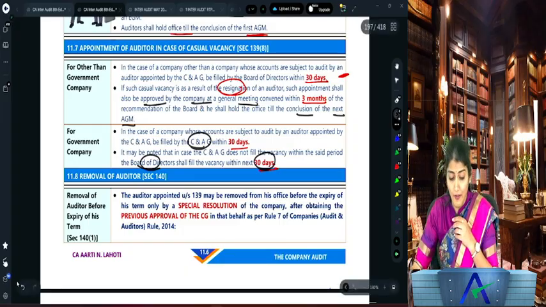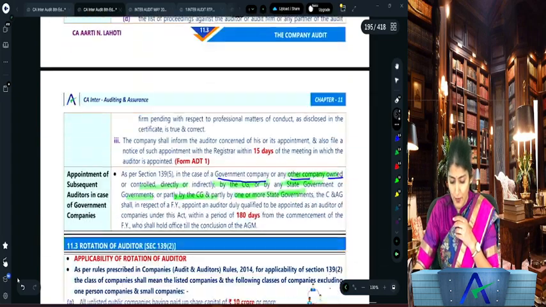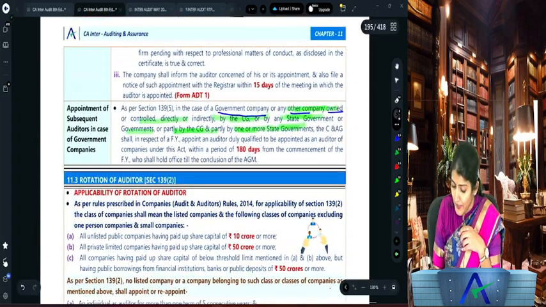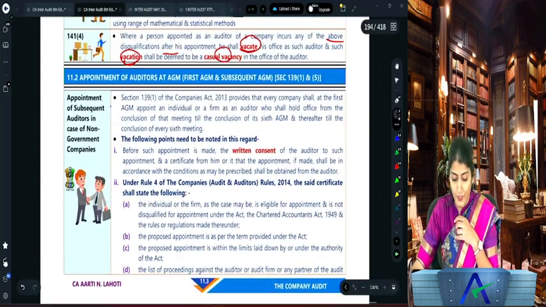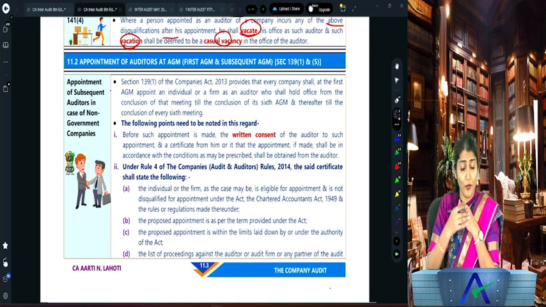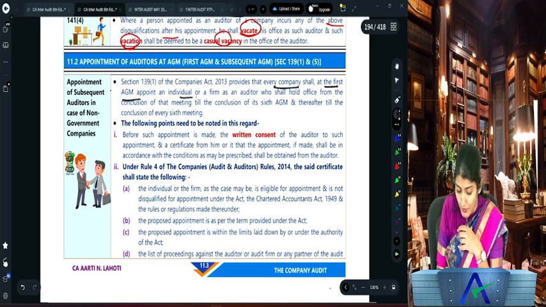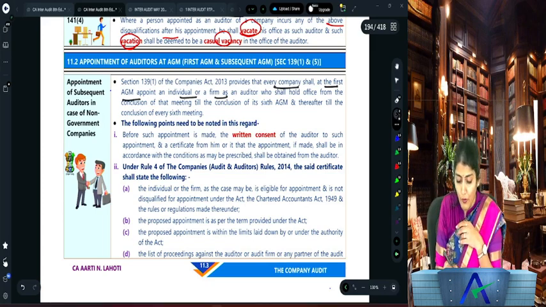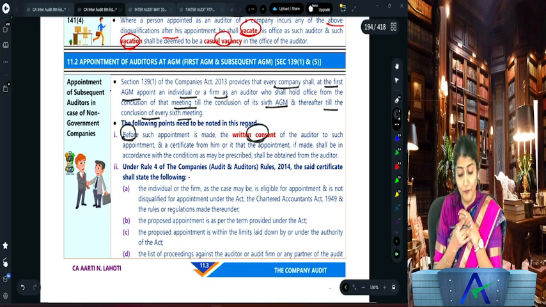And then you have the appointment of the subsequent auditor. What does it say? For a government company, the subsequent auditor is to be appointed by the CAG within 180 days from the commencement of the financial year. And normally who appoints the auditor of a company? The members. Every company shall at the first AGM appoint an individual or firm as an auditor who will hold office from the conclusion of that meeting till the conclusion of the 6th meeting, and thereafter till the conclusion of every 6th meeting.